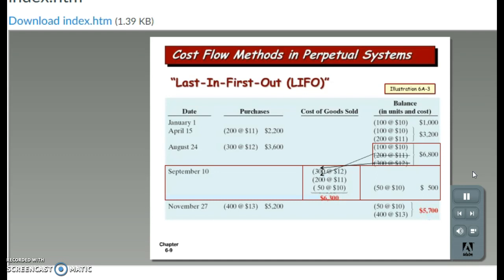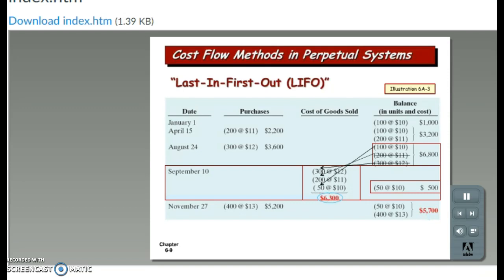Now 500 of the 550 units sold have been accounted for. The remaining 50 units comes from the layer of 100 units at $10 each. The total cost of goods sold recorded on September 10th is $6,300. The September 10 inventory after the sale is 50 units at $10 each.